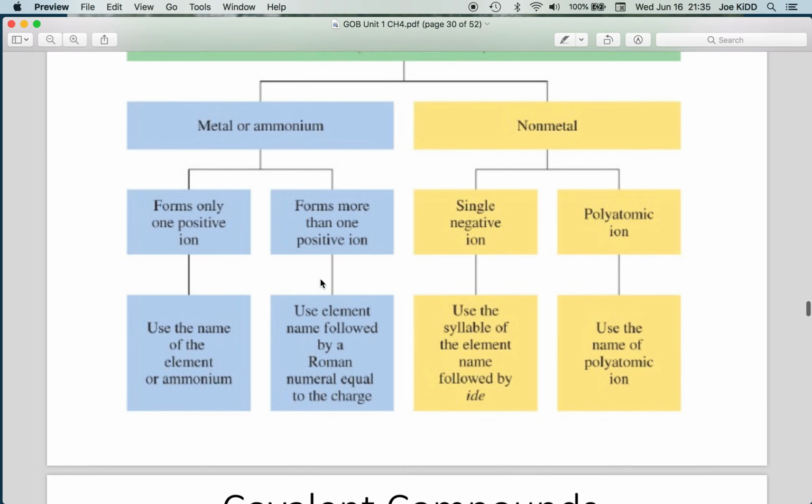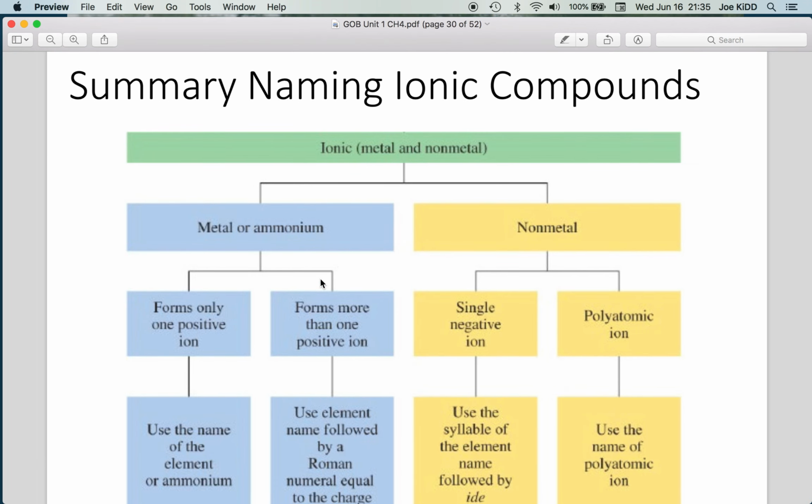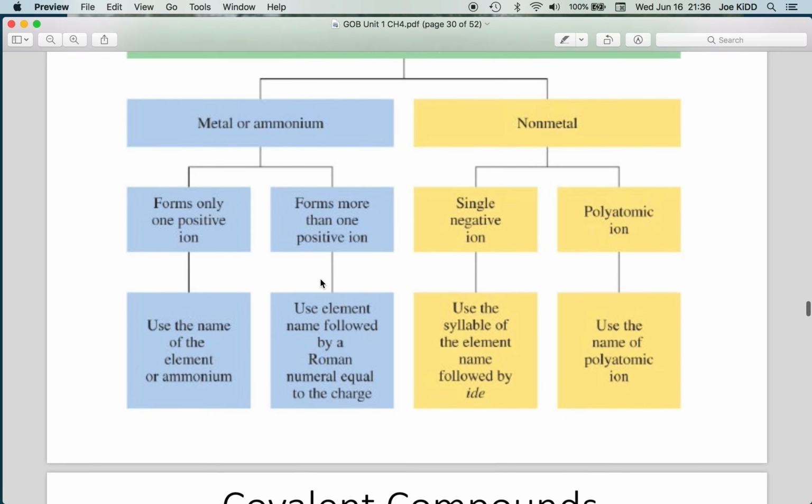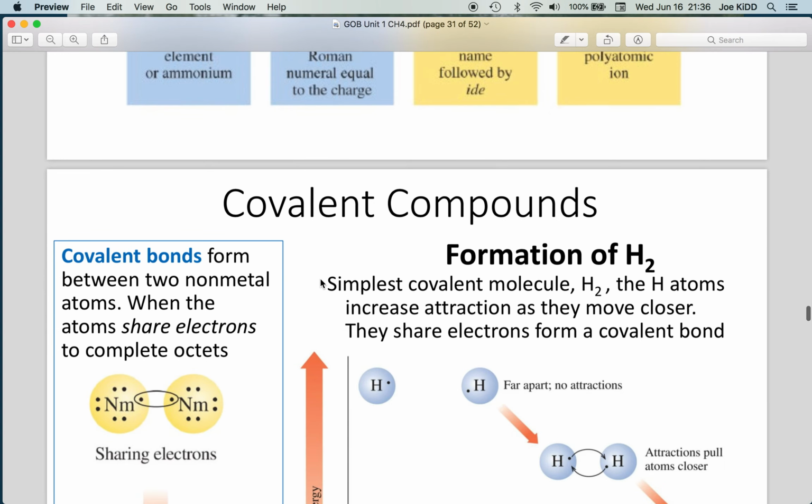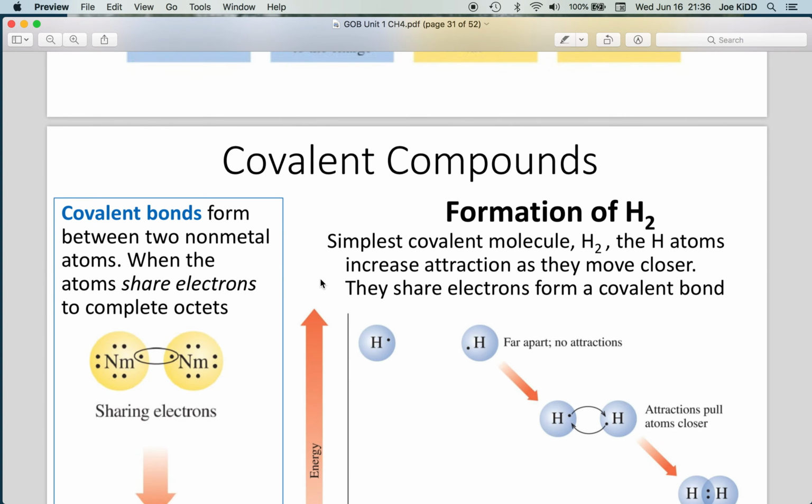This is just a nice flow chart to help you with dealing with these ionic compounds and how to name them. So I'll just leave that up here. From here, we're going to move on to covalent compounds.